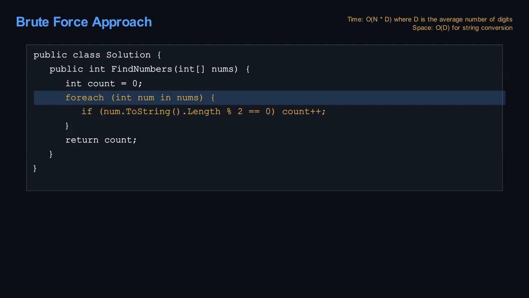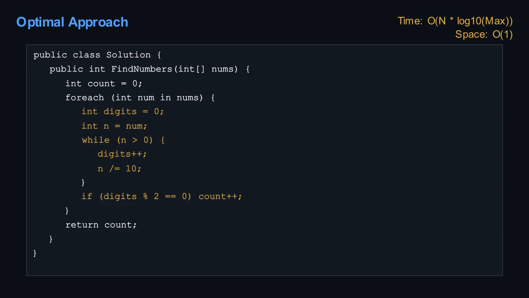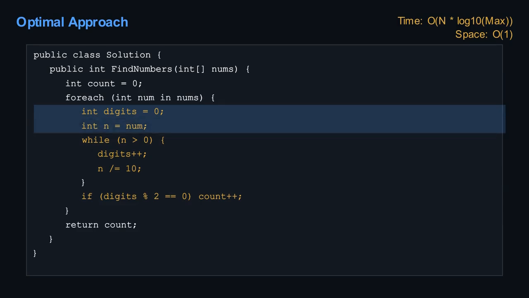The time complexity becomes O(n times d), where d is the average number of digits, and space is O(d) if we consider the string conversion. The key insight for optimization is to count digits mathematically, avoiding string conversions entirely. We can do this by repeatedly dividing the number by 10 until it becomes 0, incrementing a digit counter with each division. Each division effectively removes the last digit.